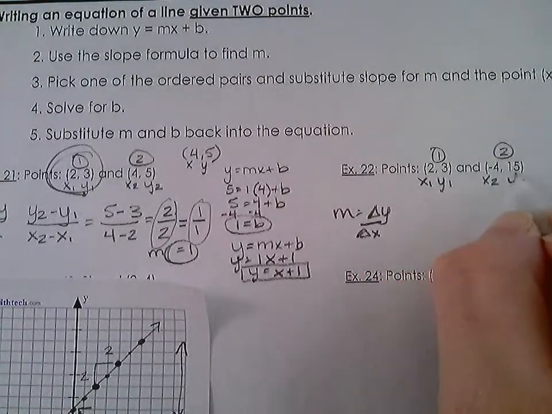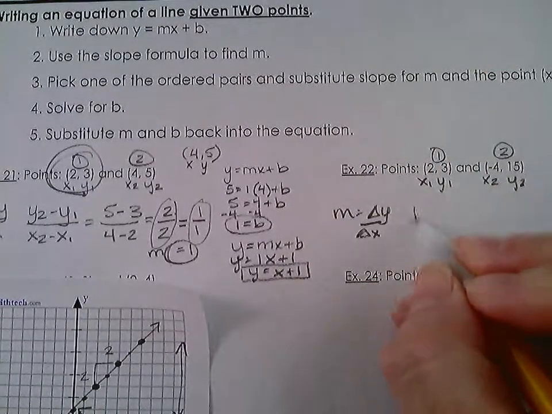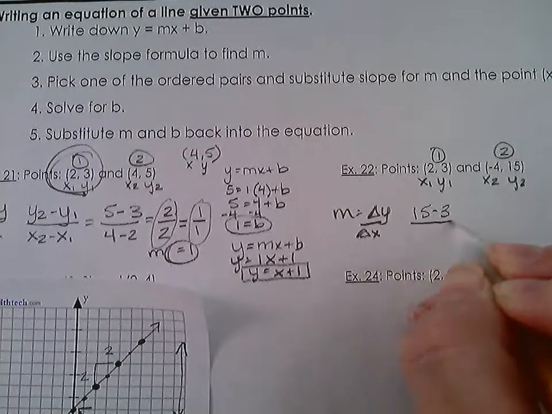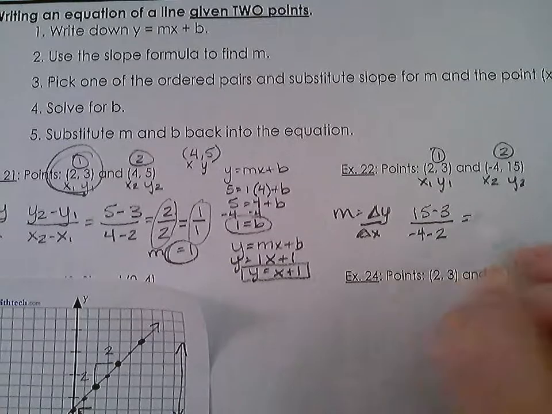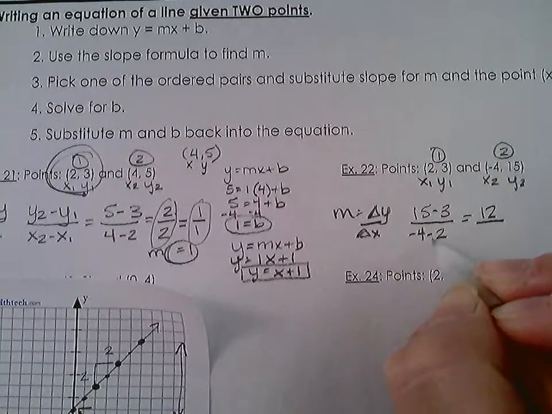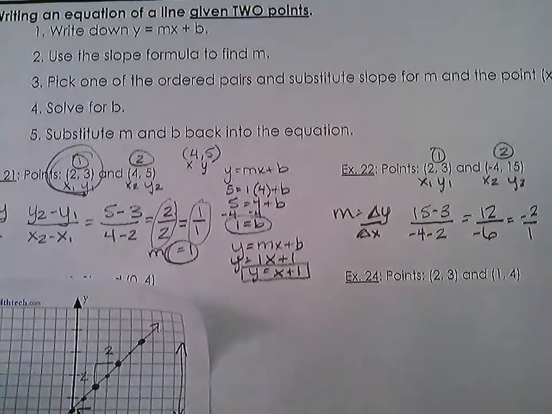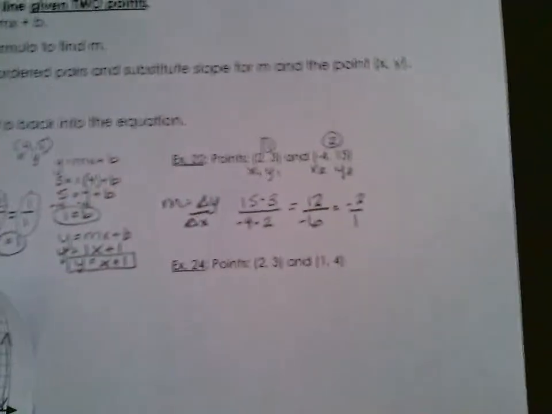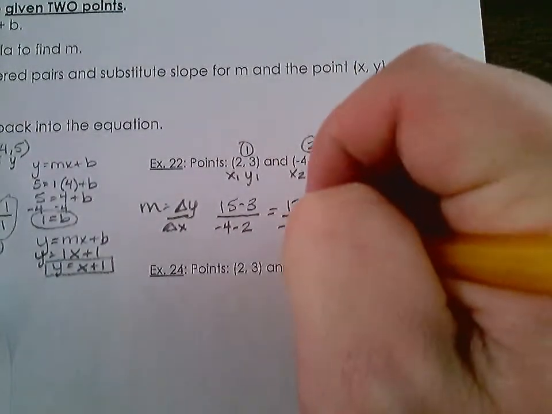And I'm going to say, okay, well, my difference between my y values, how far up or down I went, was a value of negative 15 minus 3, and then negative 4 minus 2. And then I'm going to simplify it. Well, negative 15 minus 3 gives me a value of negative 18... Negative 4 minus 2 is going to give me a value of negative 6. And then if I simplify that, that's going to give me a value of negative 2 over 1. So hopefully you should be able to see that the slope of that line is equal to a value of negative 2. All right, so there's our slope.